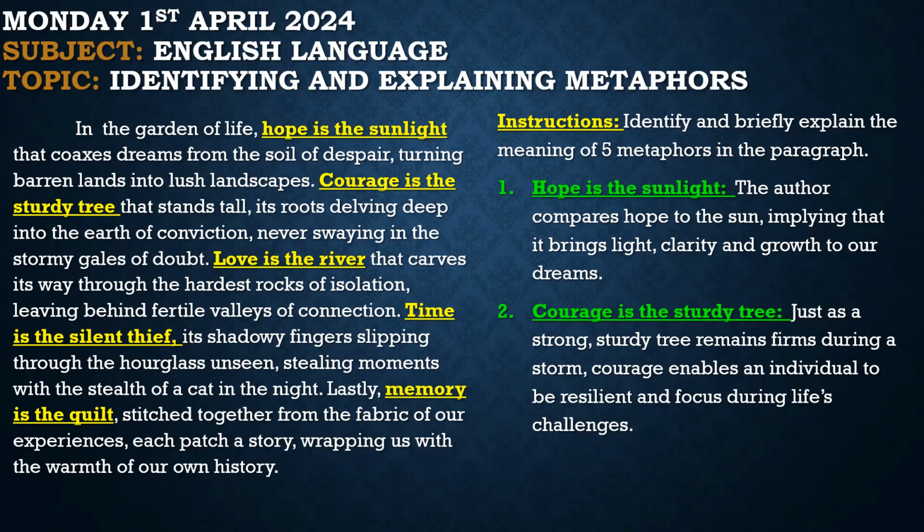The sun gives light, just like hope gives light, right? The sturdy tree gives strength and stability, just like how courage gives strength and stability. So if you are trying to explain a metaphor, you have to show how those two things are similar. And that's what they're trying to bring forth from you. And so I gave you two ways you can explain it, right? Do you understand it so far? Let me know if you understand this so far.